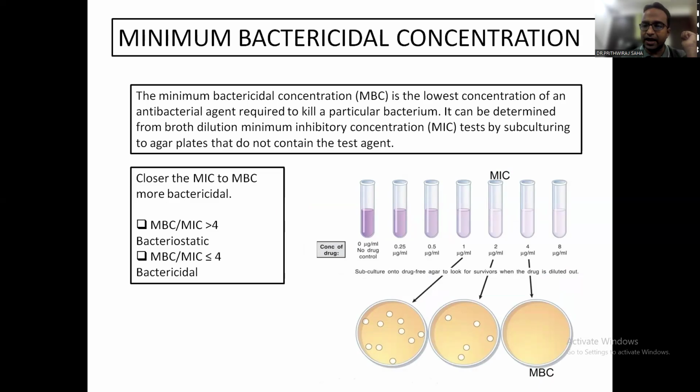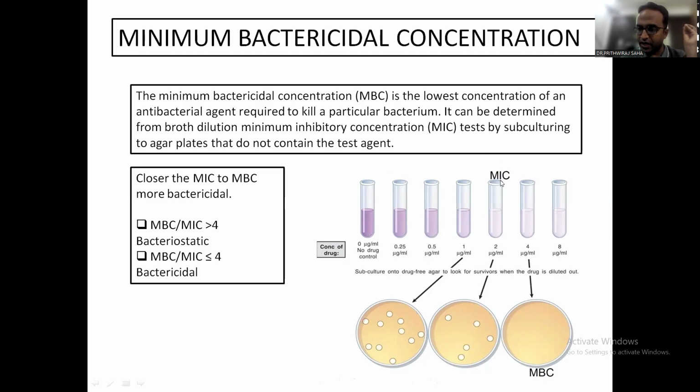Now, if we subculture, see in the previous slide what we are seeing, the clearance of the test tube. From the fourth test tube there is a clearance, but when you subculture, there is a growth of bacteria. From the fifth, there is also growth. From the sixth, there is no growth. So total clearance in the fifth tube. So the MIC is 2 microgram per ml. It is the minimum concentration where there is a complete inhibition of the growth of the bacteria and complete clearance.